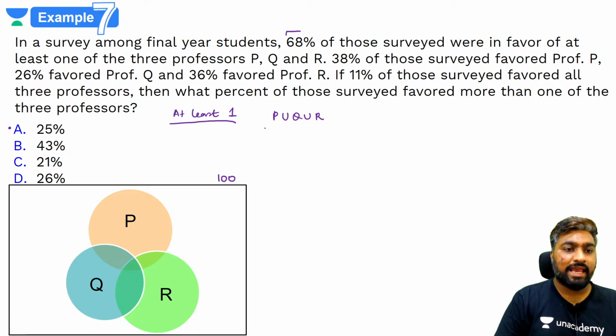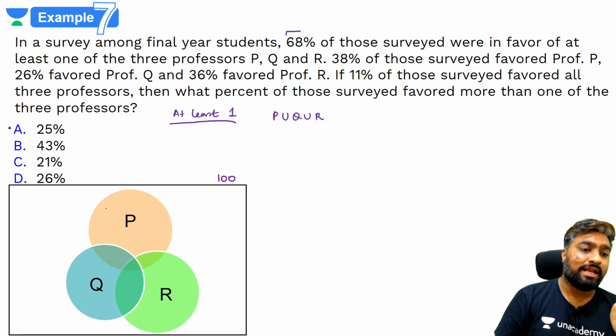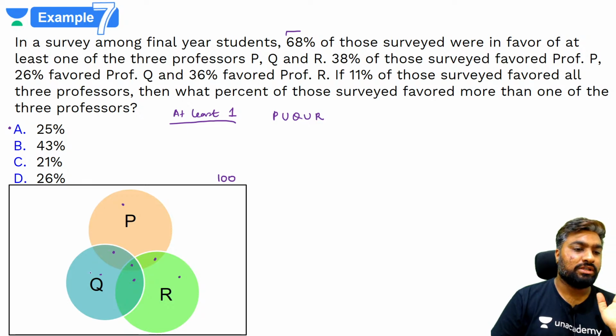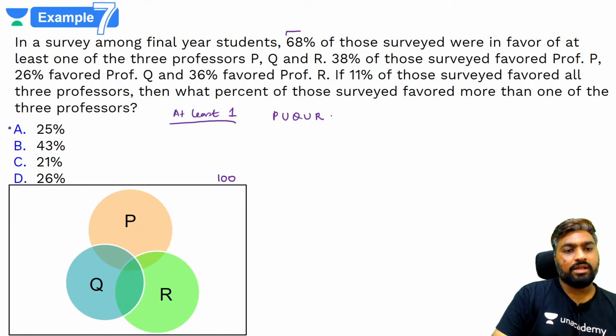Yes or no? 68 people are those who must have given at least one vote, or two votes, or voted for all three. Correct? Yes guys. So what do we have? P union Q union R is 68. That's one thing that's given to us.